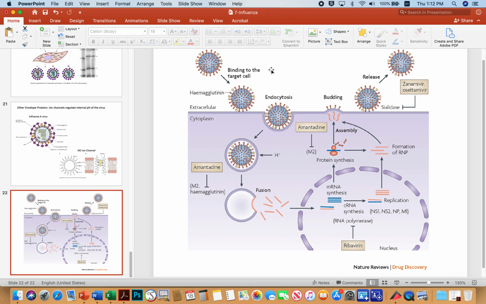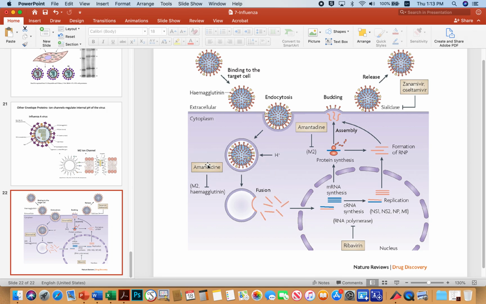So in this particular case, we're looking at the virus binding, endocytosis, and then the virus comes in, and here's the proton that goes through the M2 ion channel. And so amantadine will block that process by plugging up M2. And obviously it'll prevent membrane fusion and the release of viral RNA fragments.